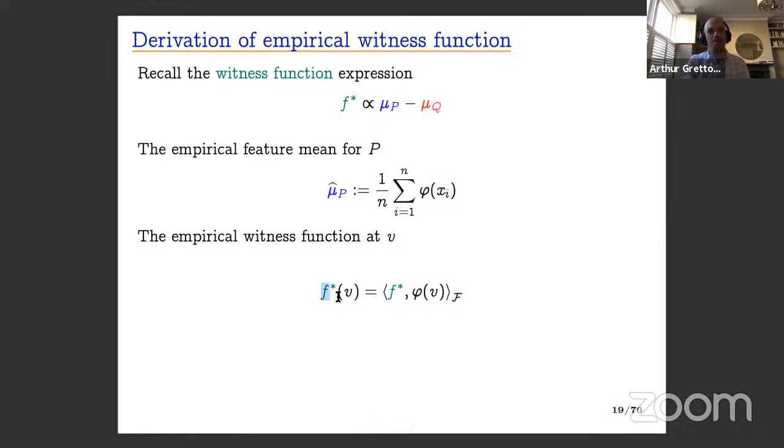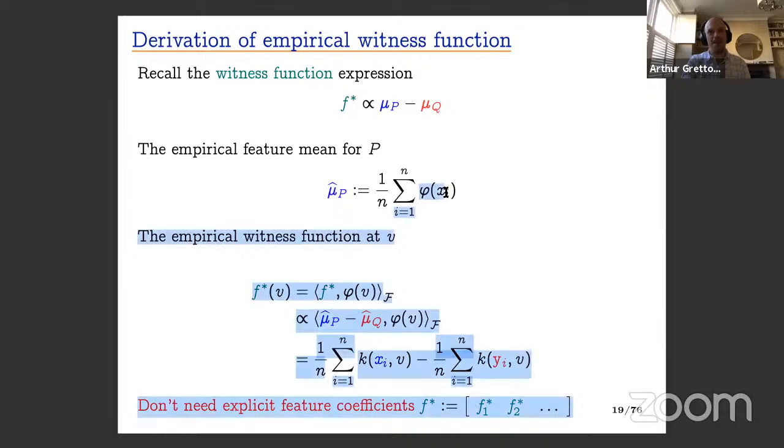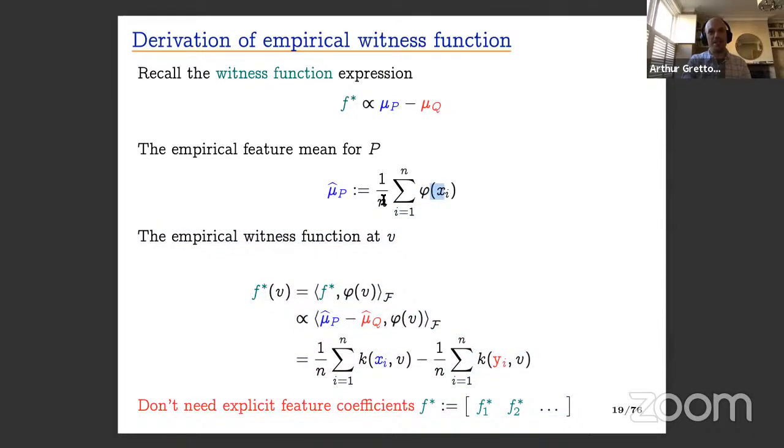Now, if I want to plot my witness function at a point V, that's the dot product of the coefficients that define f and the features at V. Empirically, that's the difference in expected features under P minus expected features under Q, dot producted with the features of V. If I have this sum i equals 1 to m of features of xi, and I take the dot product with the features of V, well, the feature of xi dot producted with the feature of V is just the kernel between xi and V. So I've got my sum of kernels on xi minus the sum of the kernels on the yi. And that's my witness function, up to some constant of proportionality.